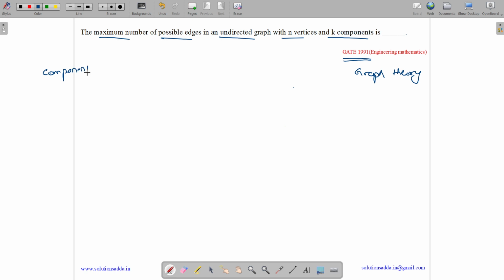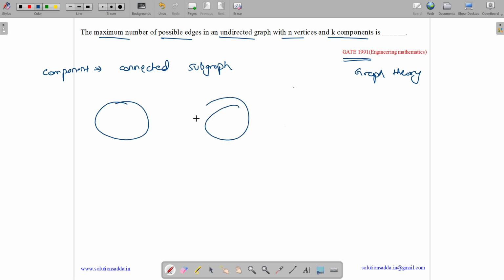A component is basically a connected subgraph. So if we have two components, which means they shouldn't be connected. Intercomponents shouldn't be connected. So we need to find the maximum number of edges. So suppose we have only one component. Then in which condition do we have maximum edges?